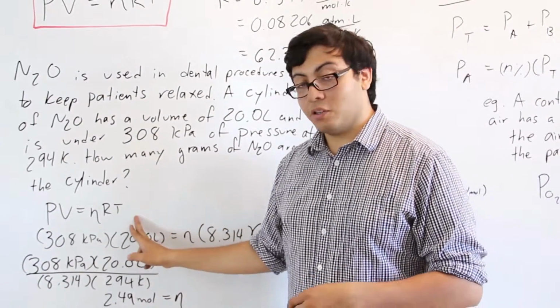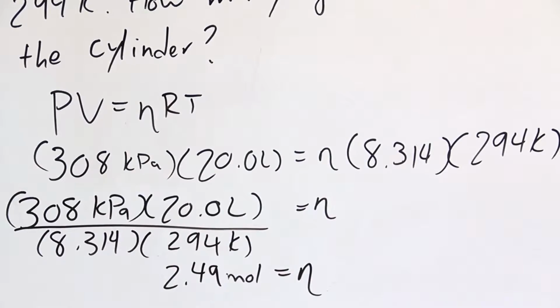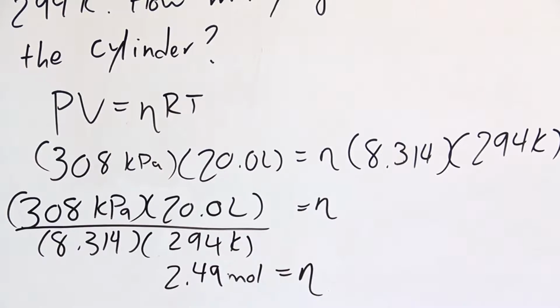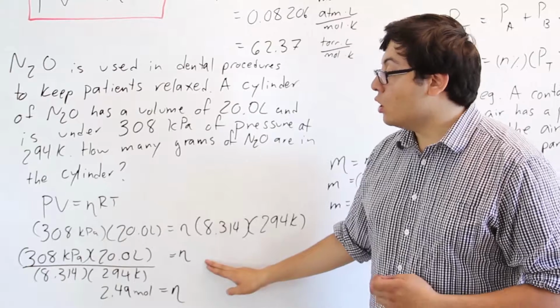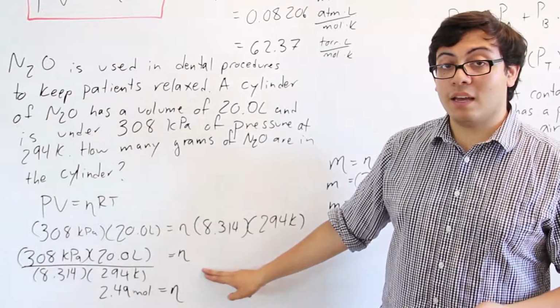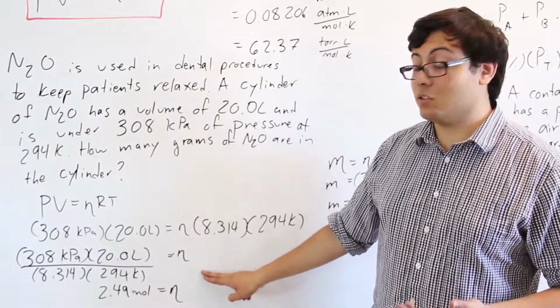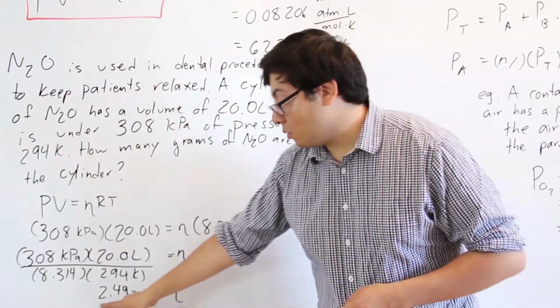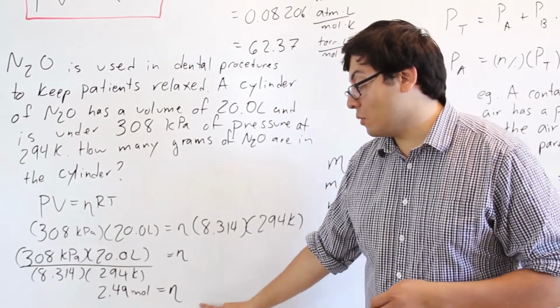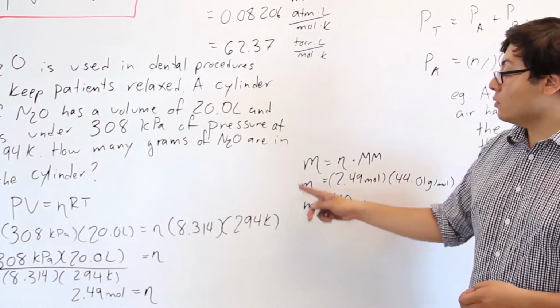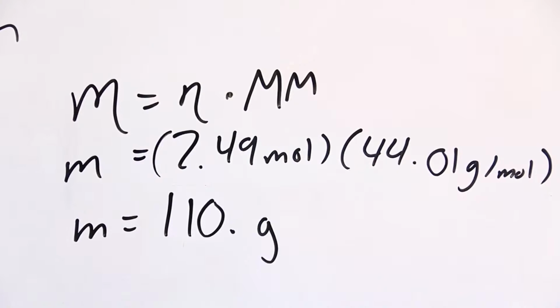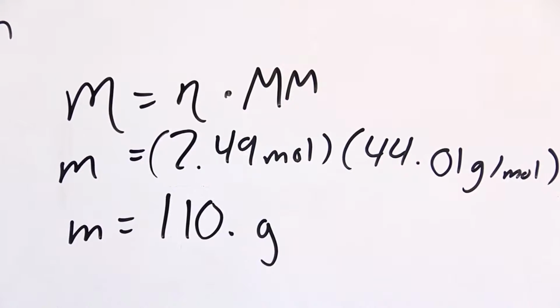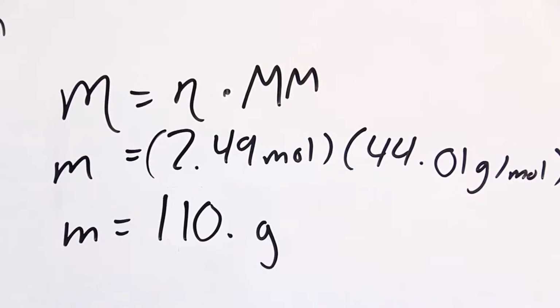PV equals nRT. Just plug everything in as you have it. Rearranging gives us this for the number of moles. Notice that the ideal gas law doesn't say anything about mass, so we need to find the moles first, and then from the moles we can find the mass. So we get 2.49 moles of N2O. If we plug it into mass equals moles times molar mass, we get the mass as just 110 grams of N2O.